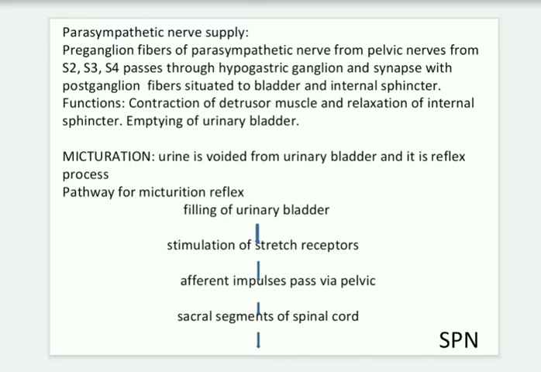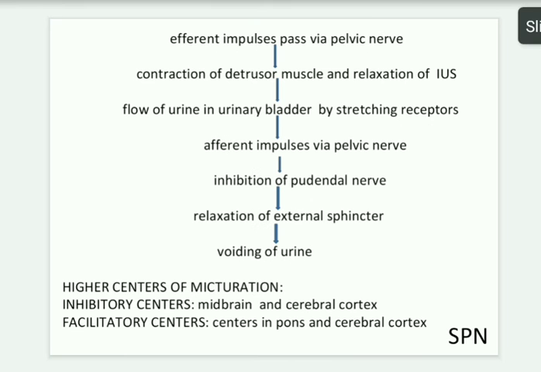The pathway for the micturition reflex: when the bladder is filling up, you will get some response to your brain and some stimulation of the stretch receptors. The afferent impulses pass via the pelvic nerve and enter the sacral segments of the spinal cord, and efferent impulses pass via the pelvic nerve, causing contraction of the main muscle, the detrusor, and relaxation of the internal urethral sphincter.